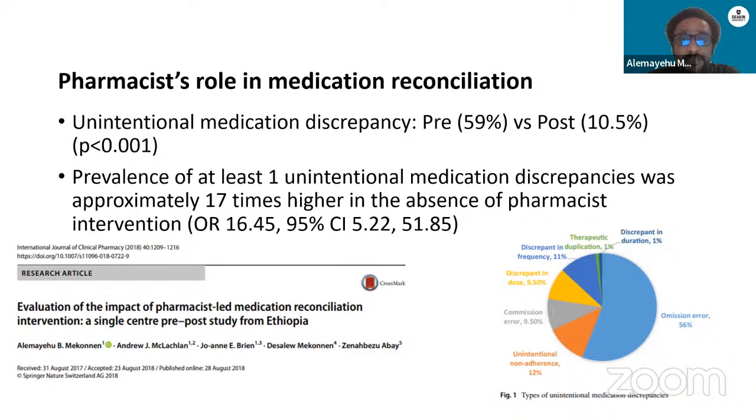Prevalence of at least one unintentional medication discrepancy was approximately 70 times higher in the absence of pharmacist interventions. Actually, I didn't check whether this has an effect on other outcomes like hospital readmission. I checked only the process outcomes.